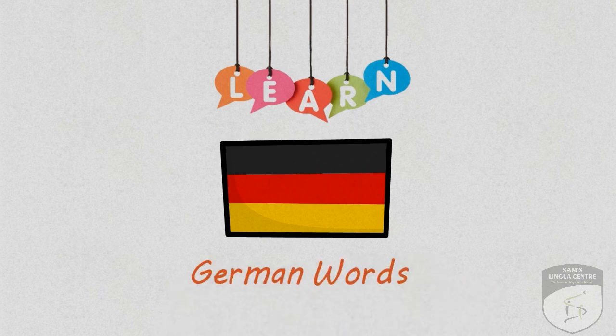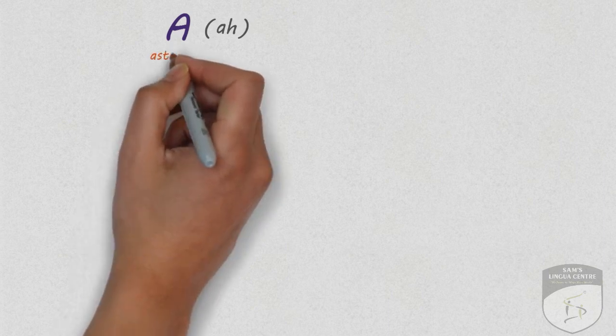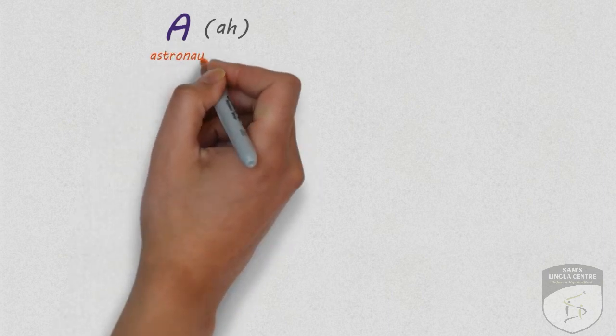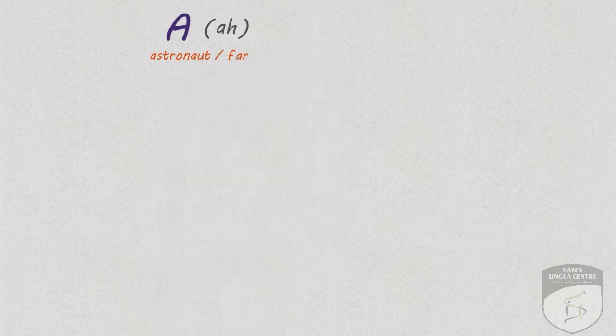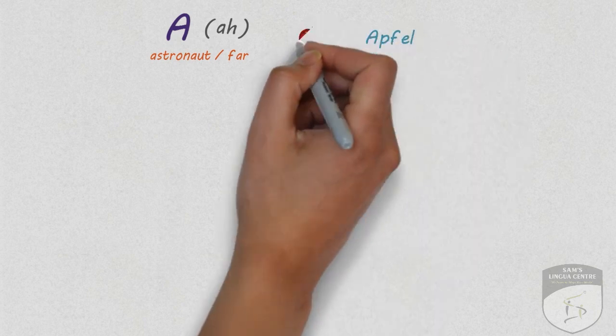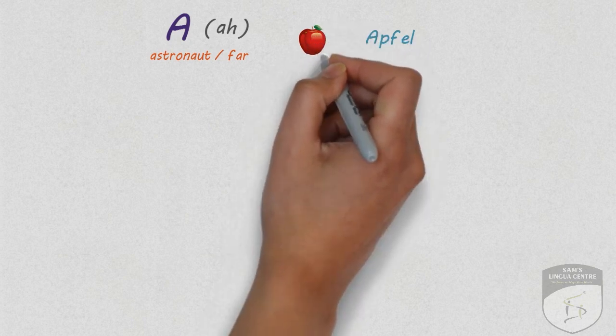Let's start with the first letter, A. A. Please repeat after me. A. The letter A is pronounced like the A in the word astronaut, and in the longer version it sounds like the A in the word far. Your first German word is Apfel. Apfel, which means apple.